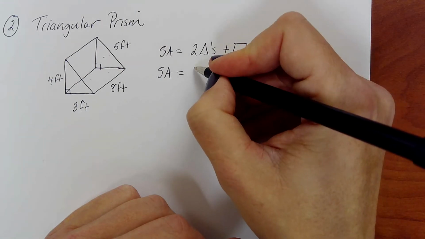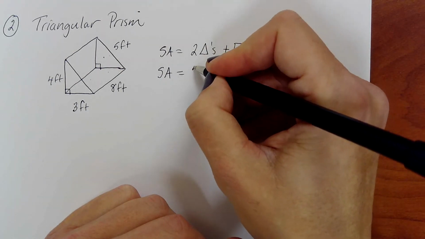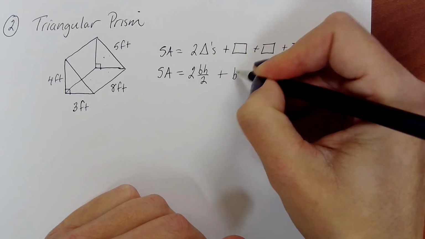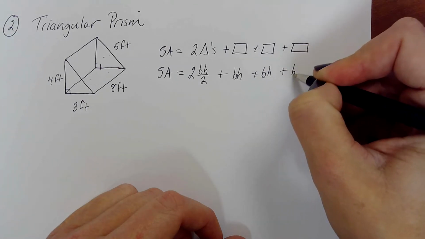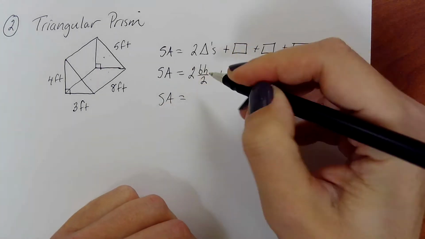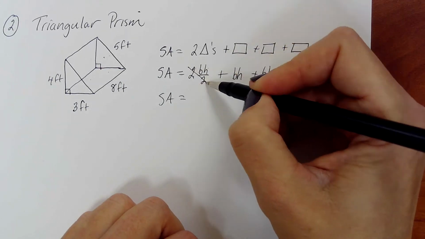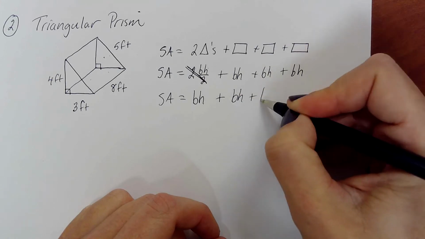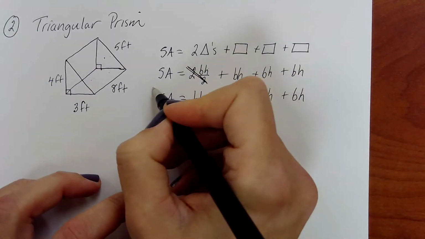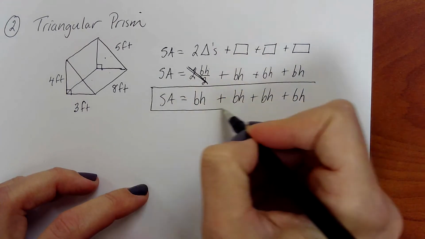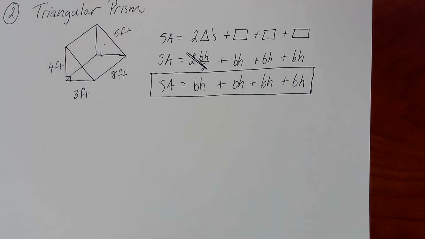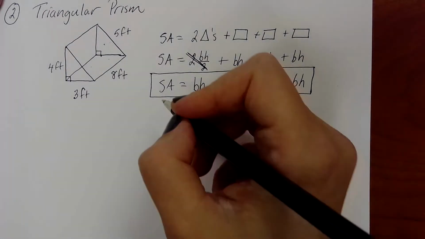So kind of the general thing here. So I would say, let's figure this out. 2, what's the area of a triangle? Base times height over 2 plus a rectangle plus a rectangle plus a rectangle. And actually, 2 base times height over 2's, the 2's would just cancel. So really you've got base times height of the triangle plus the 3 different rectangles. So that would be your general formula for a triangular prism. And again, try to stay organized.